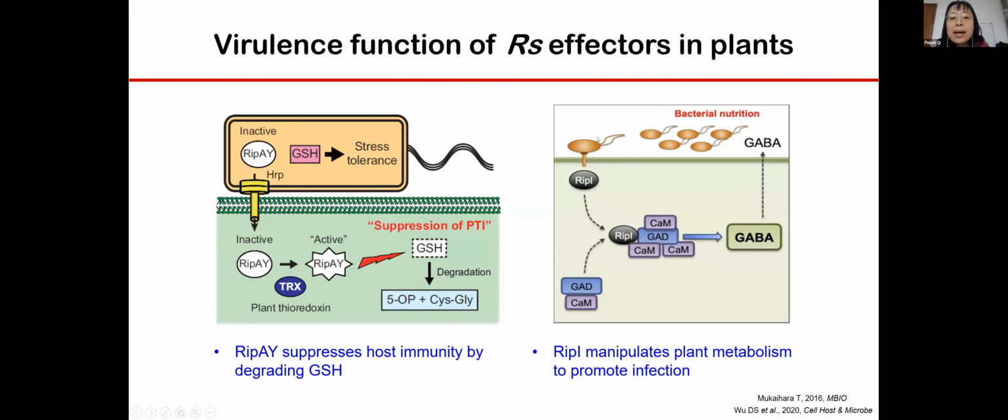To date, many kinds of Ralstonia effectors interfering with plant immunity or metabolism have been identified, for example, the T3SS effectors RipAY and RipI. However, how individual effectors interfere with plant immunity, especially in transcriptional reprogramming, remains elusive.